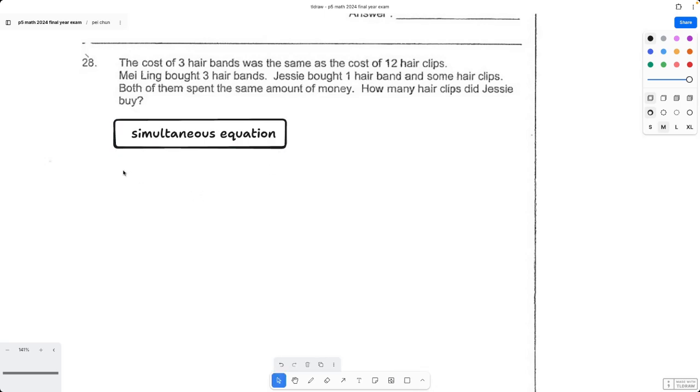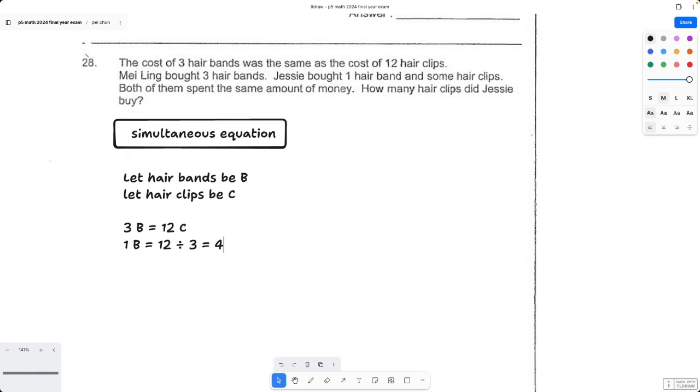Okay, so what we're gonna do here is basically let hair bands be B. Let hair clips be C. So 3 bands is equal to 12C, right? Okay. Oh, you can do this also lah. And then 1 band is equal to 12 divided by 3, which is equal to 4C.